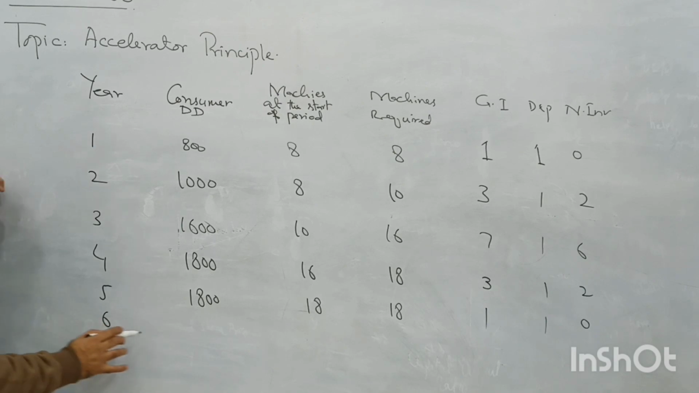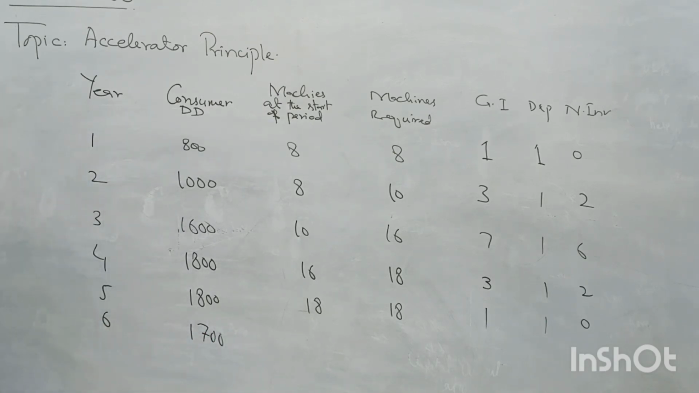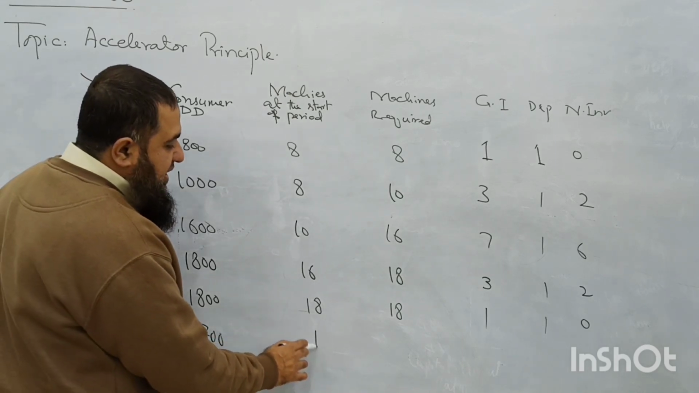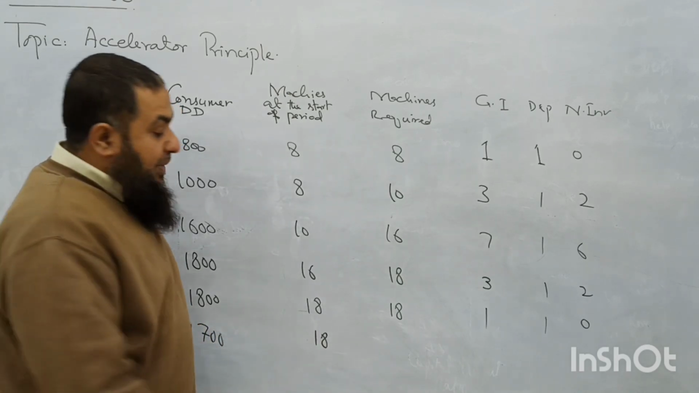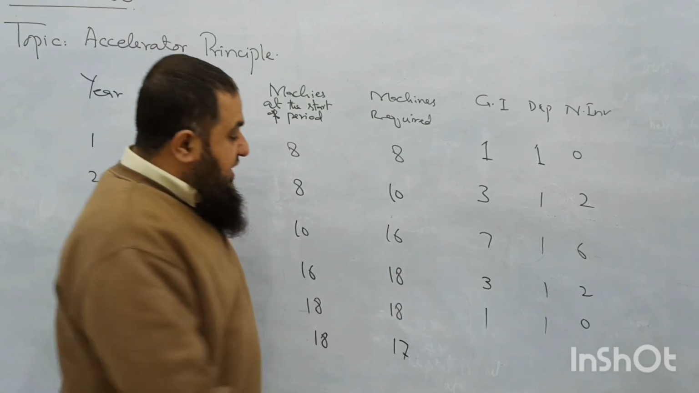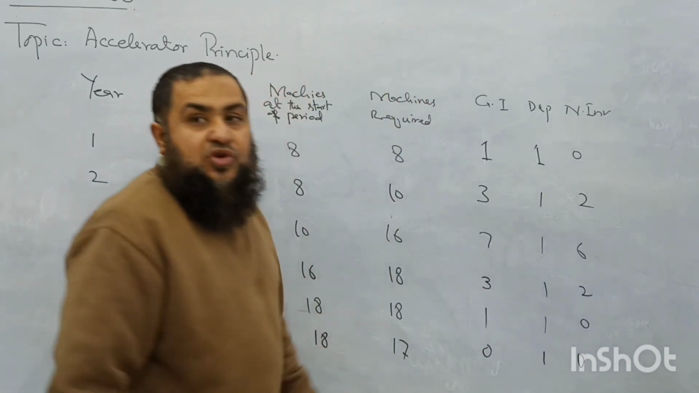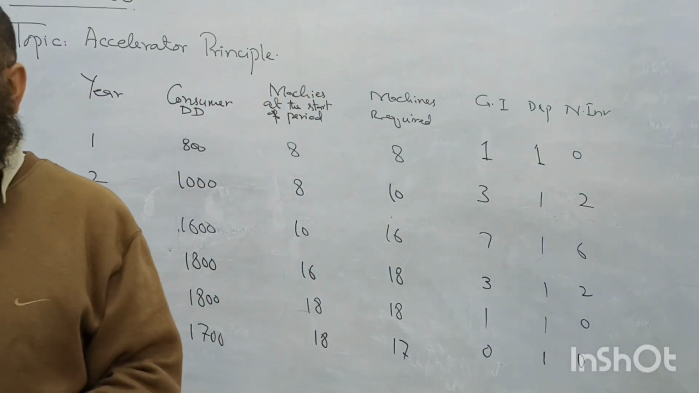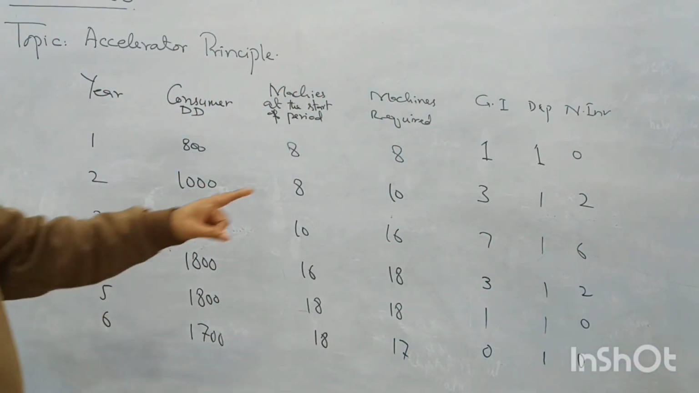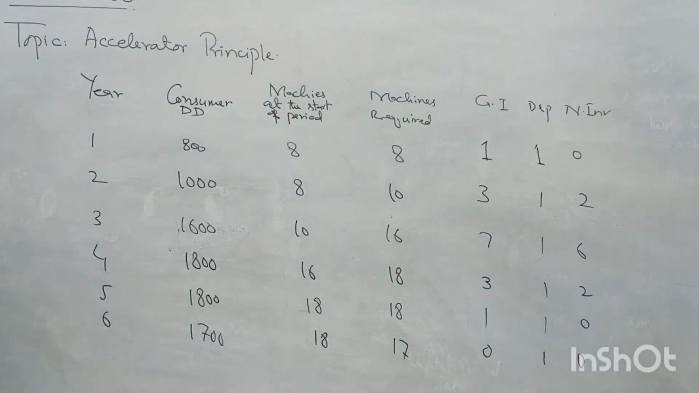Now in the sixth year, consumer demand is 1700. How many machines do we have at the start? 18. How many are required? 17. So 1 is depreciating, so we are not bringing anything. The net investment is 0 now. Clear? So look here, the net investment is changing due to the change in consumer demand.